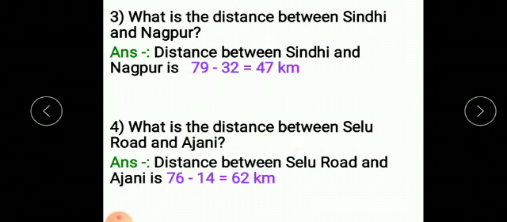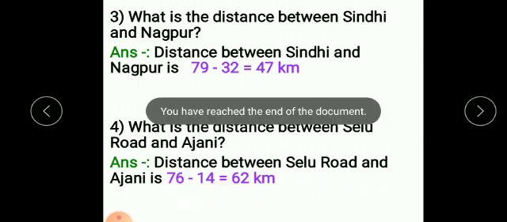What is the distance between Selu Road and Ajni? Distance between Selu Road and Ajni. Distance from Wardha to Selu Road is 14 km and distance from Wardha to Ajni is 76 km. When you subtract, you will get the distance between Selu Road and Ajni.